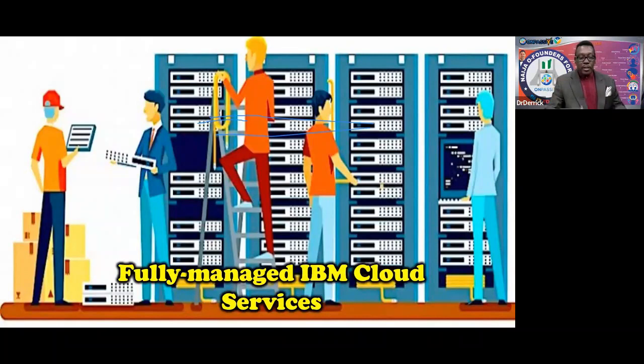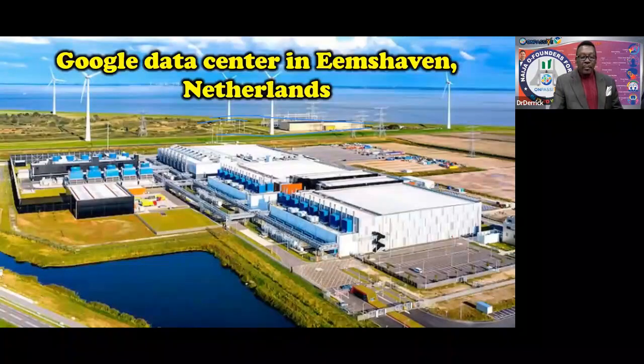Whereas the latter, which is partially managed, allows a business to have a certain level of administrative control over the data center, implementation, and service. The enterprise data center, that is the Google data center that we showed earlier in the Netherlands, is a private facility designated for the sole purpose of supporting a single company. It can be located on premises or off premises at a site as per the customer's convenience.